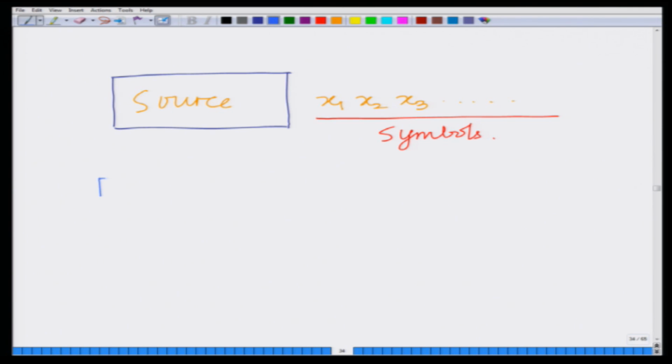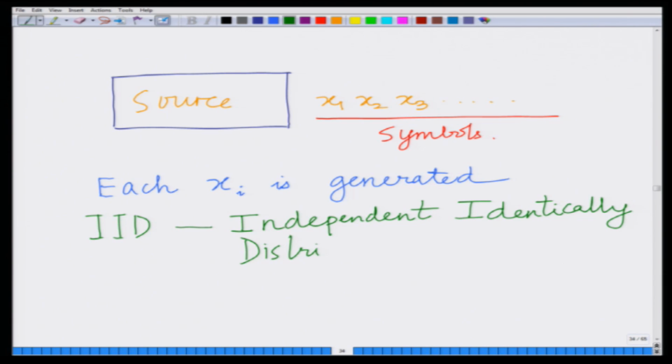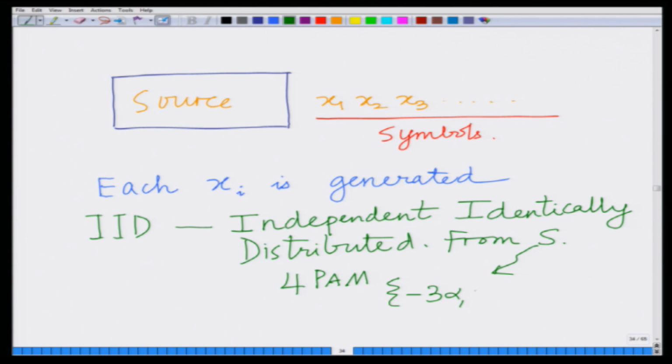Each xi, that is the ith symbol generated at the ith time instant, each xi is generated IID, which stands for independent identically distributed from S, which is our 4 PAM constellation, that is -3 alpha, -alpha, alpha, 3 alpha.